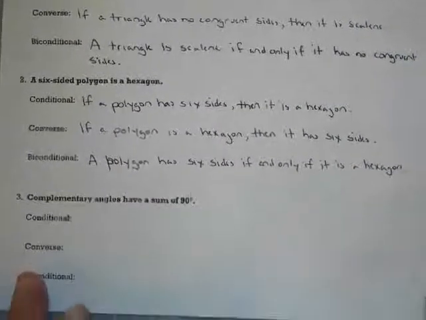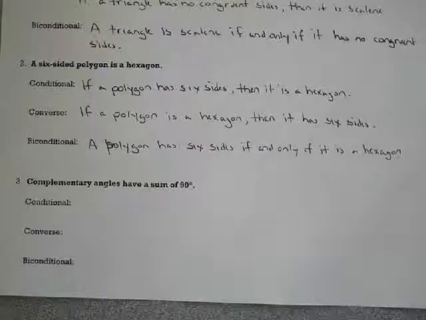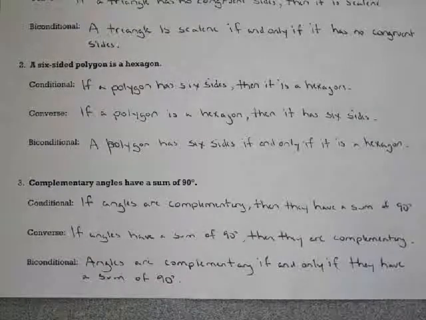Take a moment to try number 3 on your own. So here's your answer to number 3. The conditional: if angles are complementary, then they have a sum of 90 degrees. The converse: if angles have a sum of 90 degrees, then they are complementary. And the biconditional: angles are complementary if and only if they have a sum of 90 degrees.